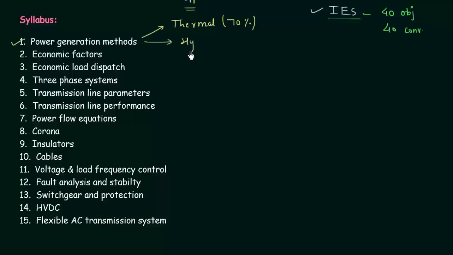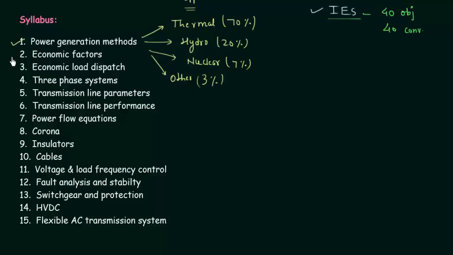After this, we have hydro power stations. In hydro power stations, we use the potential energy of stored water to generate the electricity. We construct dams, and the stored water is then used to run the turbine and electricity is produced. 20% is from hydro. Then we have nuclear. Nuclear is similar to thermal, but instead of using coal, we use the nuclear fission, the heat released from the nuclear fission, to heat the water and convert it to steam, and 7% is from nuclear. So how many is remaining? 3% is remaining. So 3% we obtain from other sources like wind, sun, or you can say solar, etc. So this is what we are going to study in power generation methods.